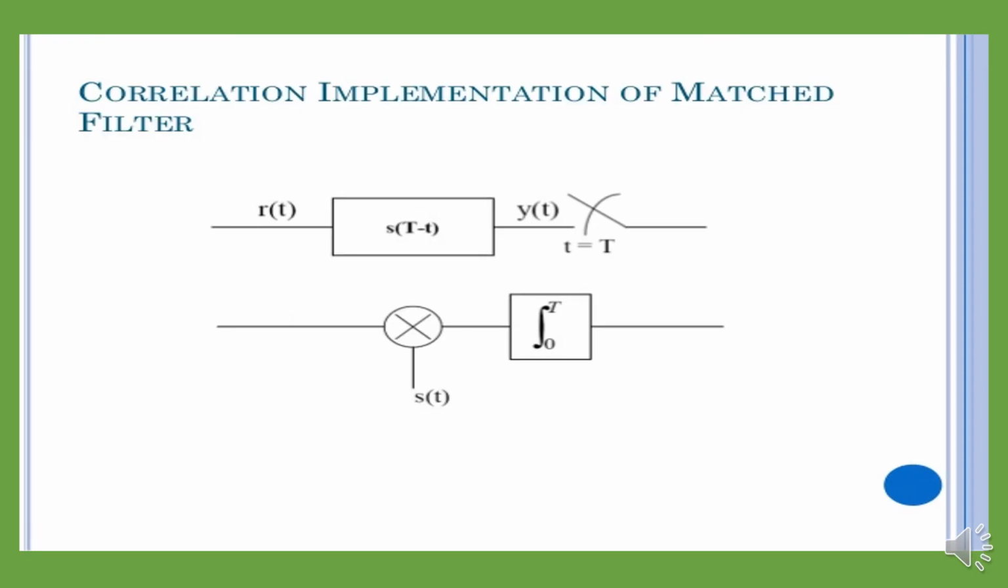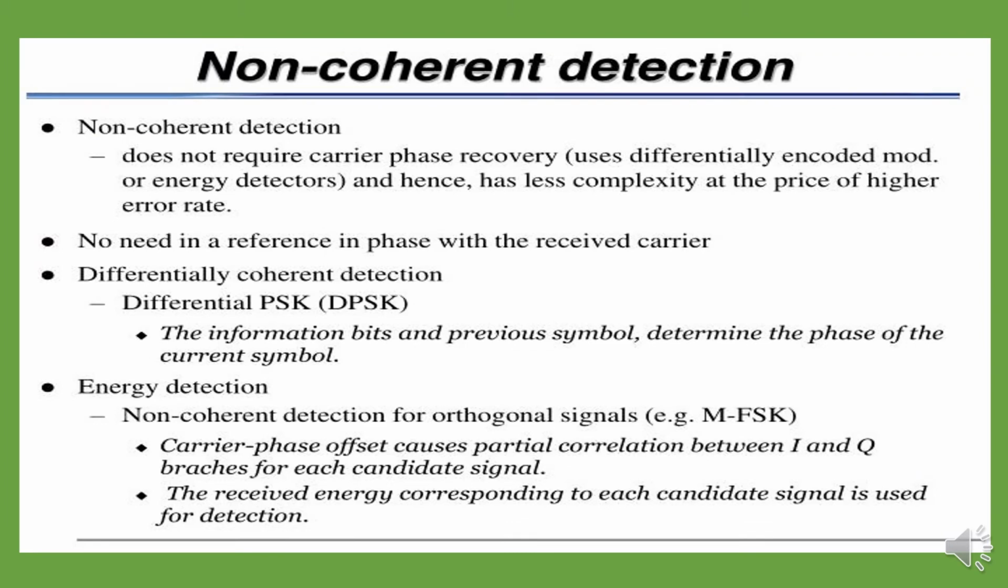Now see the cross correlation implementation of the matched filter. The received signal r(t) is passed to the filter with the response s(T minus t). It produces the output y(t). And this y(t) is given to the sample and hold circuit. It is sampled at the time t equal to T. And here this s(t) is given to this multiplier. The output of the multiplier is given to the integrator.